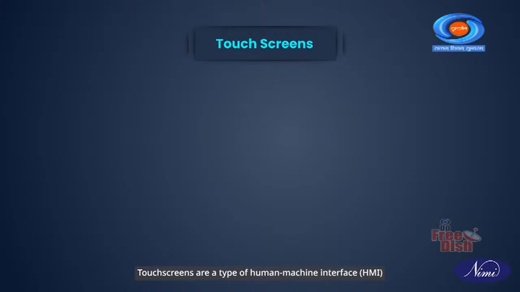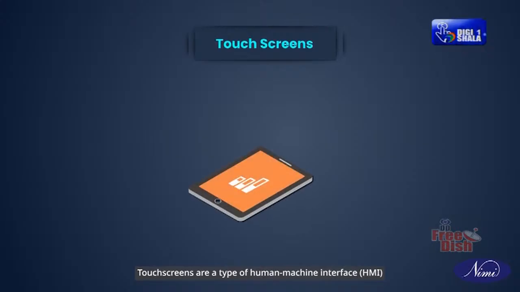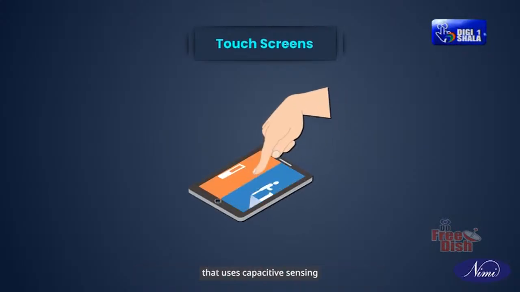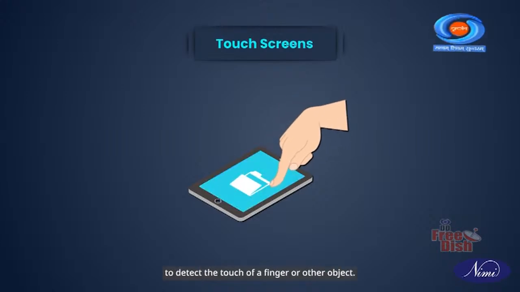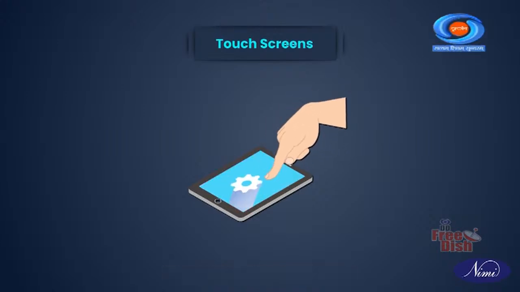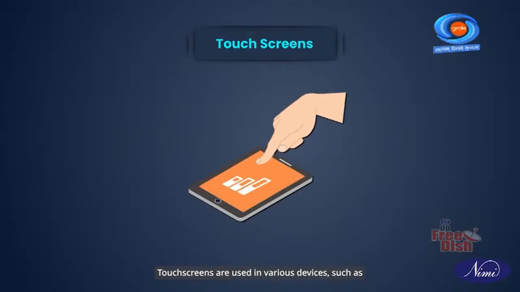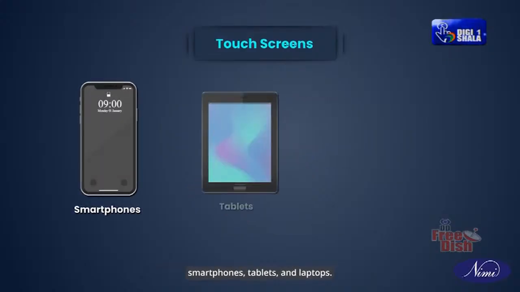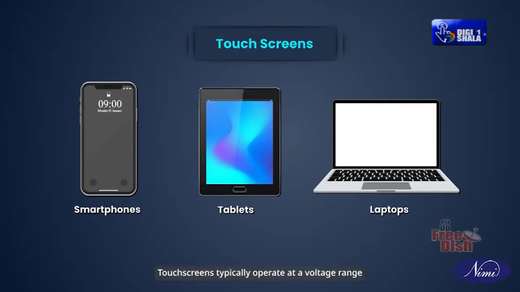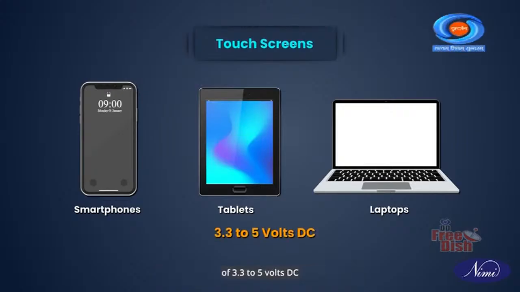Touch screens. Touch screens are a type of human-machine interface, HMI, that uses capacitive sensing to detect the touch of a finger or other object. Touch screens are used in various devices such as smartphones, tablets, and laptops. Touch screens typically operate at a voltage range of 3.3 to 5 volts DC.